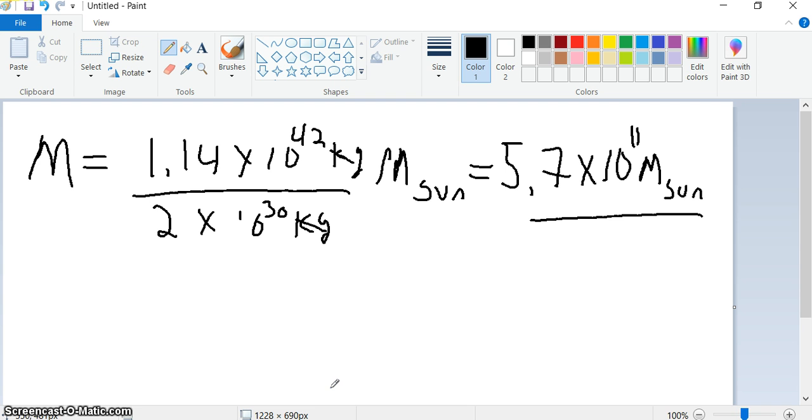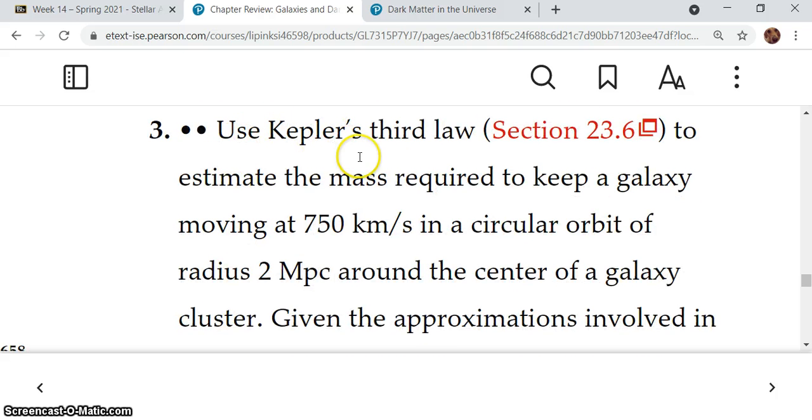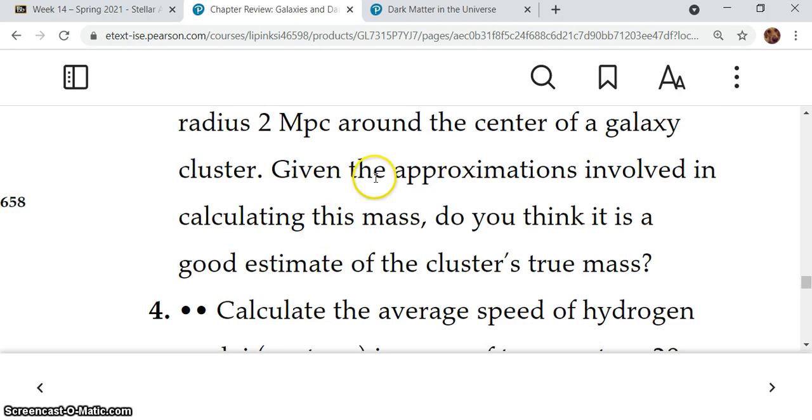All right, number 3. Let's take a look at number 3 here. It's using the exact same thing. You're using the same formula. Okay, so here is number 3. We're going to figure out the mass to keep a galaxy in orbit. So now we're talking about an entire galaxy that's moving at this speed, 750 kilometers per second in circular orbit of radius 2 megaparsecs around the center of a cluster. And then, given the approximations involved, calculate this mass.